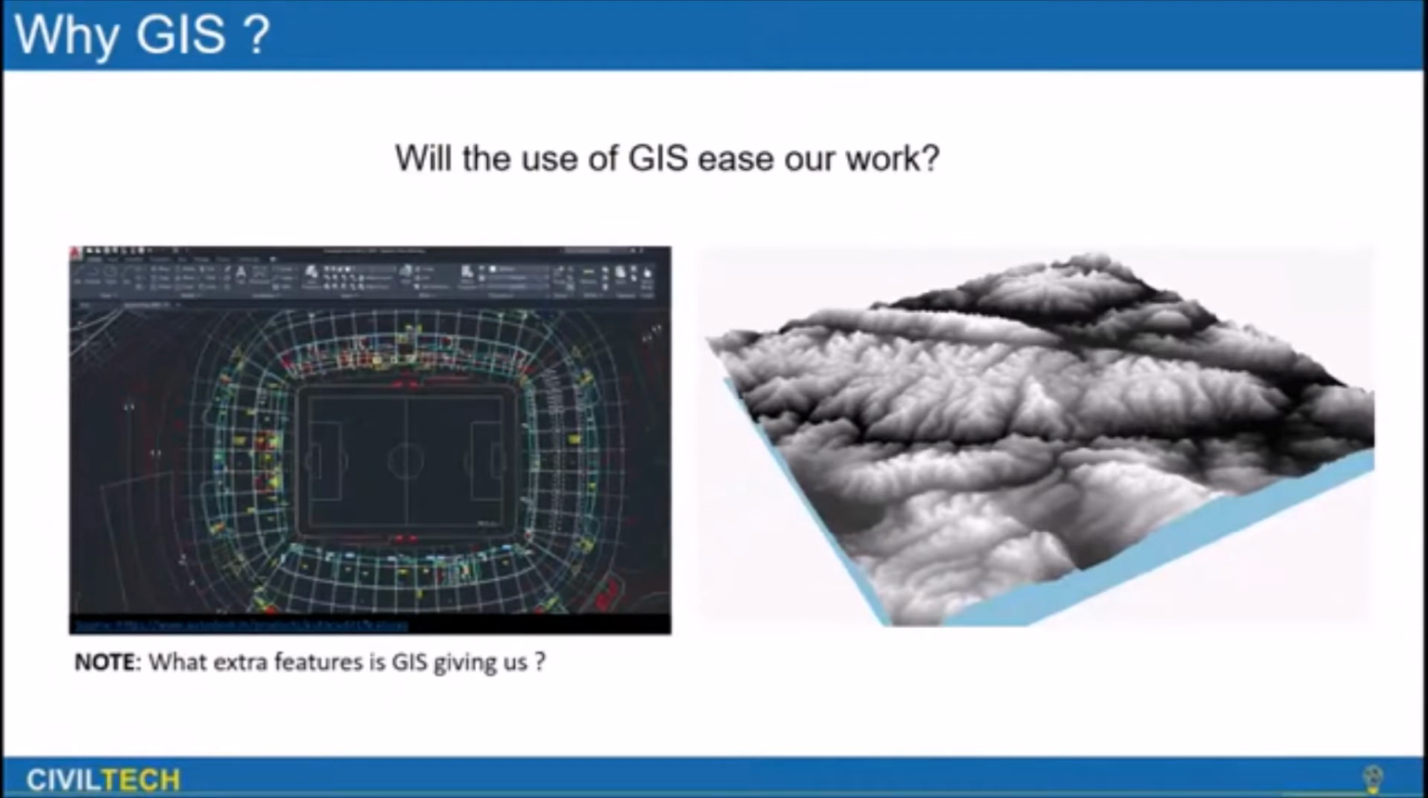For example, if you look at the smart city mission started by the central government, right? They are trying to convert every city into a smart one, wherein the spatial data, everything plays a very key role, right?